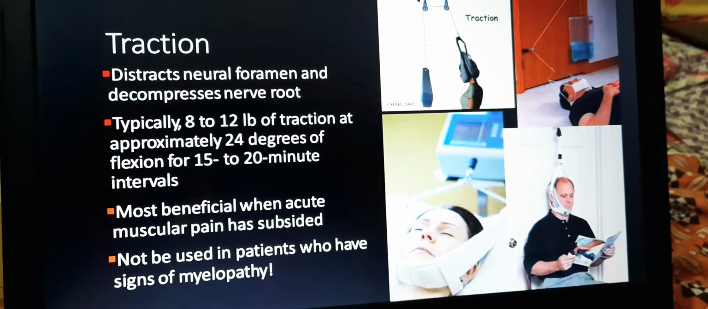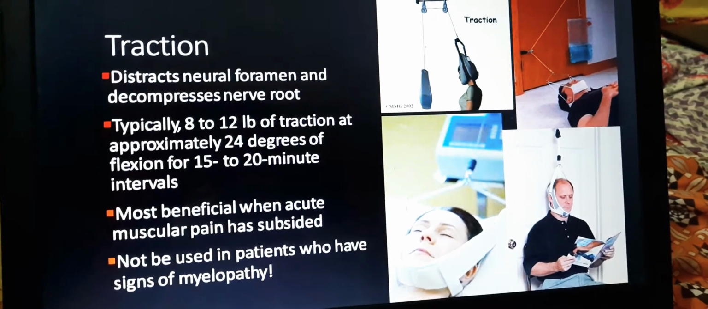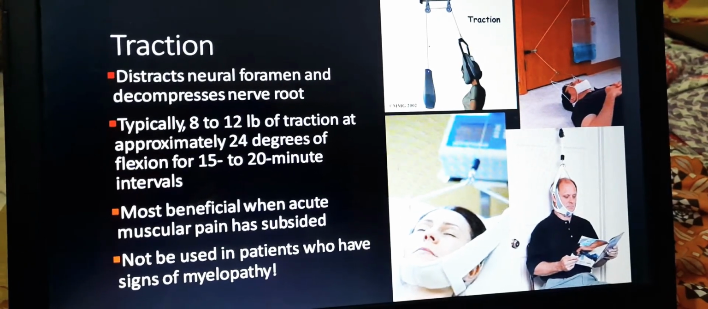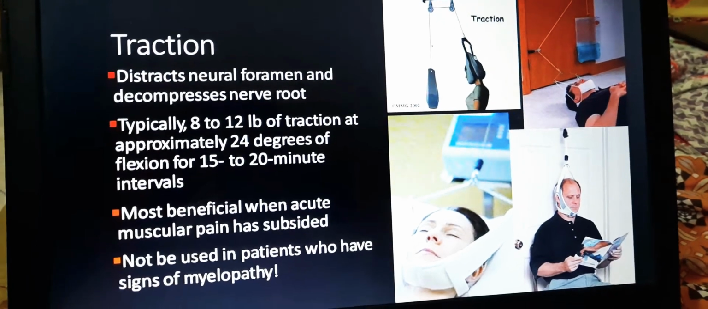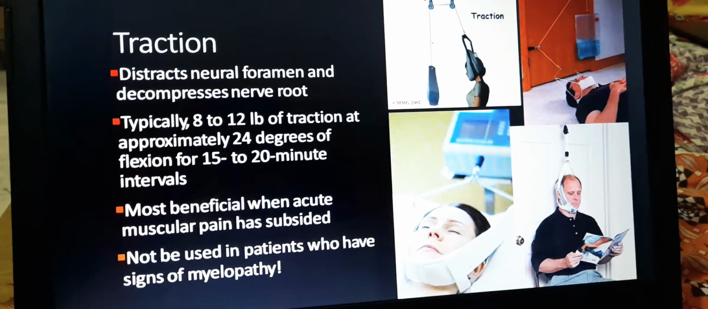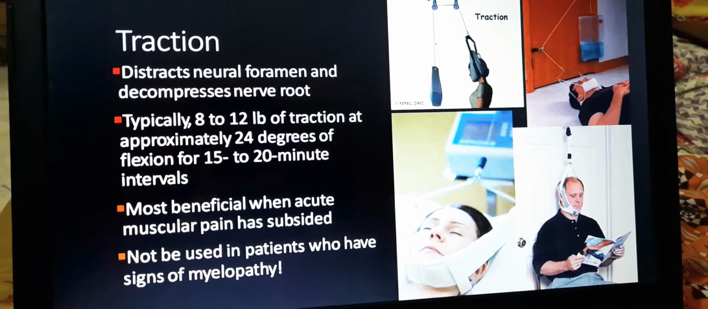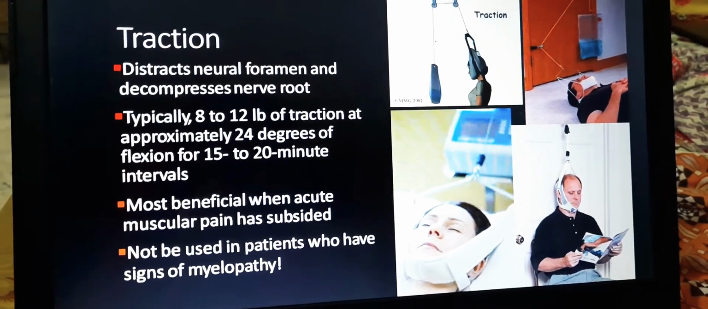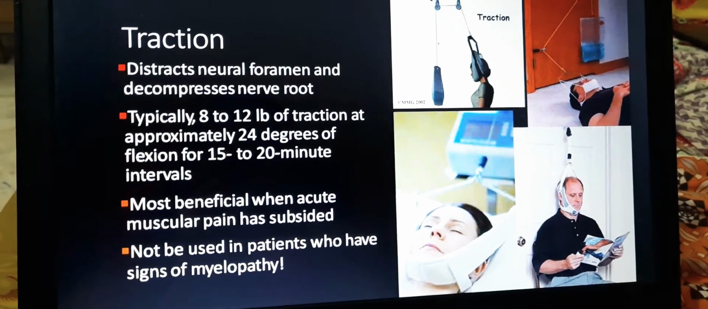Traction. This traction opens the neural foramen and decompresses the nerve root. Typically 8 to 12 pounds of traction at approximately 24 degrees of flexion for 15 to 20 minute intervals. It is most beneficial when acute muscular pain has subsided. It should not be used in patients who have signs of myelopathy.